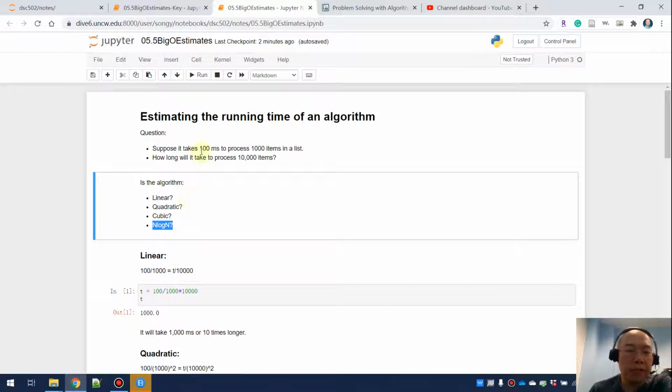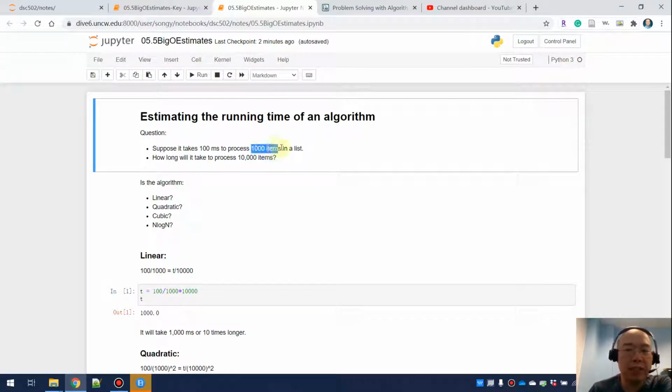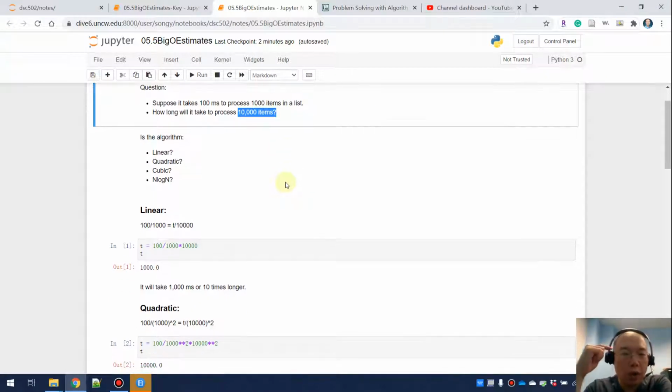Okay, so let's do a very hypothetical case. Suppose that it takes 100 milliseconds to process 1,000 items. This 1,000 items is just a subset of the full dataset, and then we have 10 times that, so 10,000 items. How long will it take to process 10,000 items?